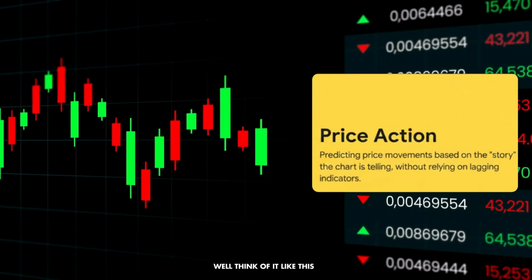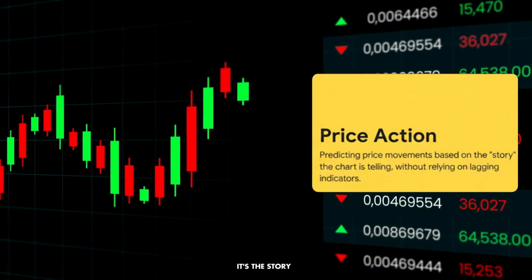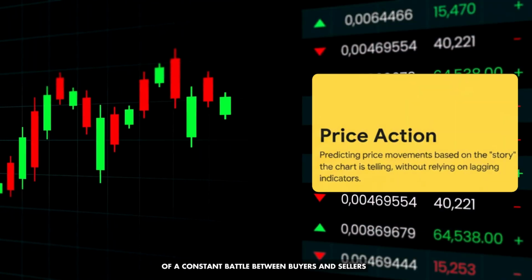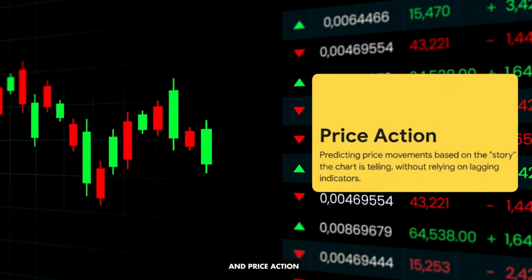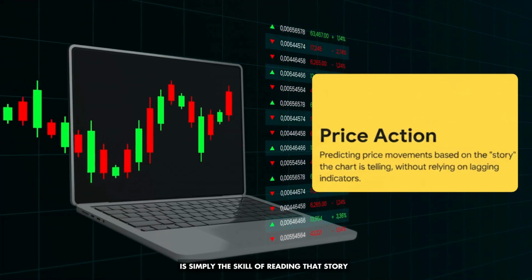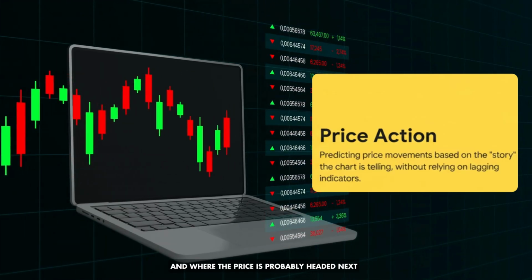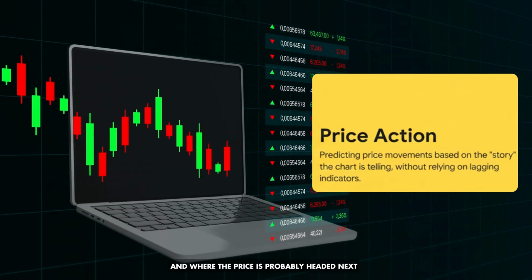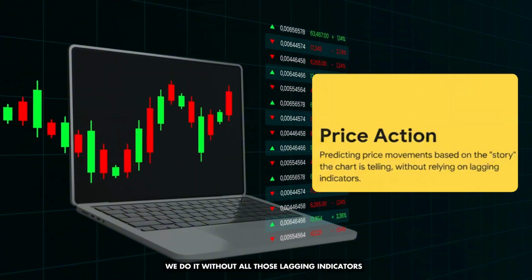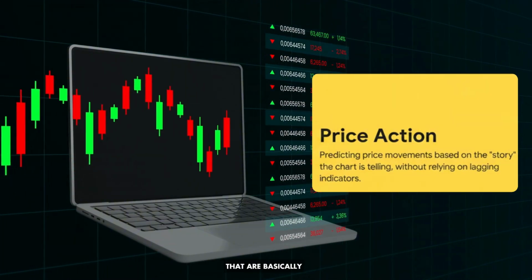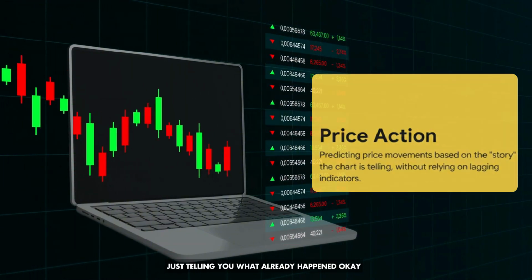So what is price action really? Well, think of it like this. Your chart is telling a story. It's the story of a constant battle between buyers and sellers. And price action is simply the skill of reading that story to figure out who's winning and where the price is probably headed next. And the best part, we do it without all those lagging indicators that are basically just telling you what already happened.